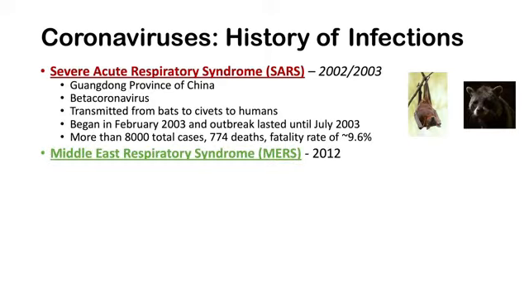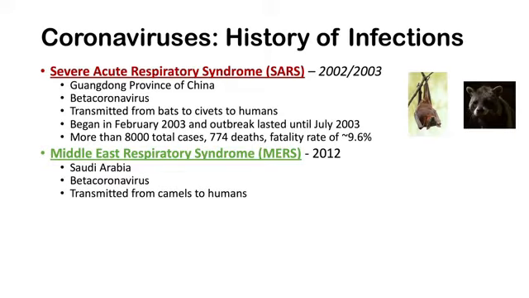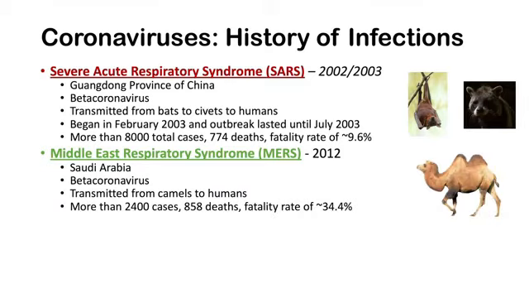Another coronavirus outbreak was the Middle East Respiratory Syndrome, or MERS outbreak, which occurred in 2012. This started in Saudi Arabia, and it quickly spread to several countries. It itself is a beta coronavirus as well, and what seems to have occurred here is that the virus was transmitted from camels to humans, so either through eating camels, exposure to camels, or drinking camel milk. As of this video, there are more than 2,400 cases of MERS with a recorded 858 associated deaths, with a fatality rate of approximately 34.4%, so a very high fatality rate with the MERS infection.